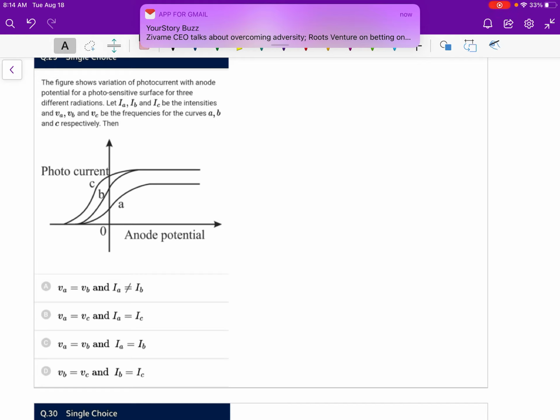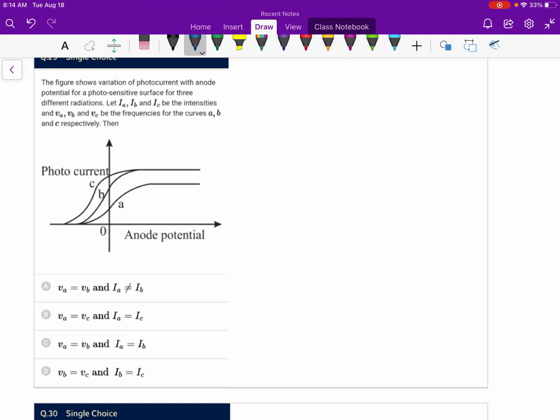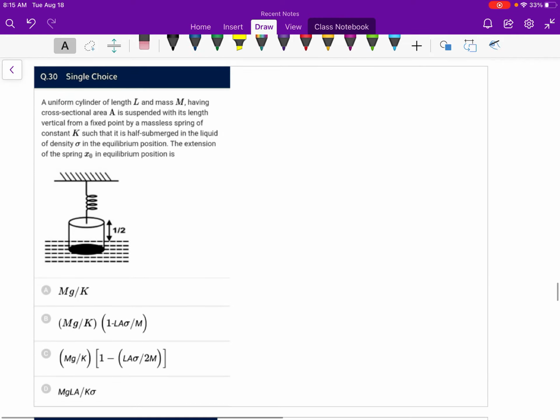So from the figure we see that the stopping potential of C is greater than that of B and A, and for B and A the stopping potential is the same. So frequency of B is equal to frequency of A, lesser than frequency of C, and IC is equal to IB, which is greater than IA. So nu B equals nu A, and IA is not equal to IB, so A is the correct option.